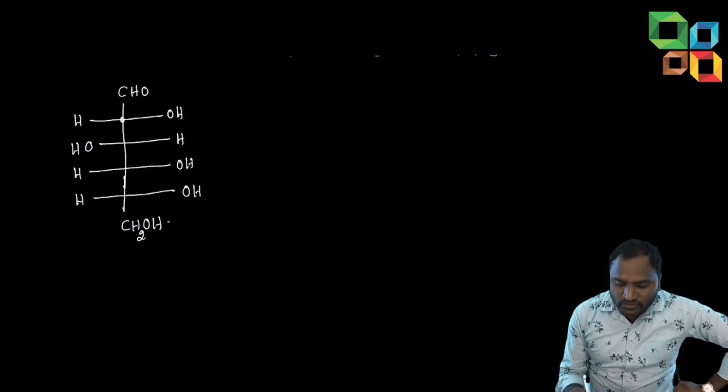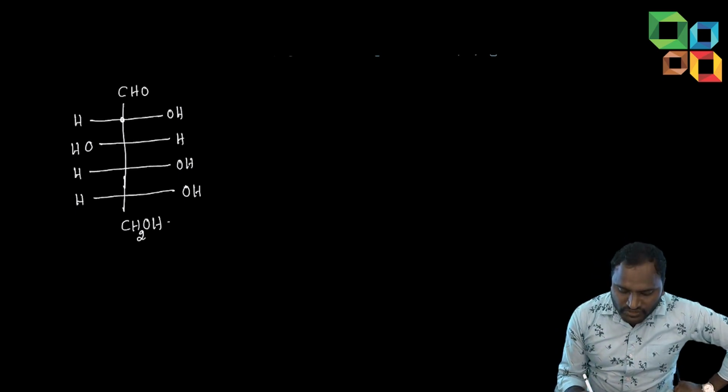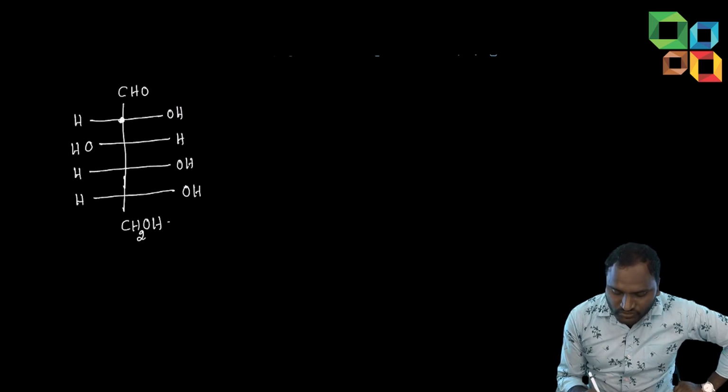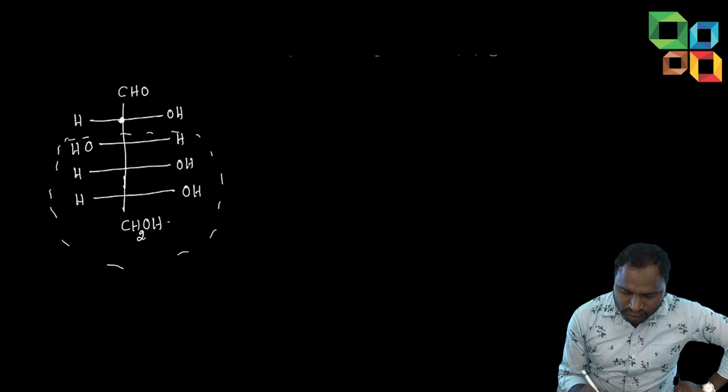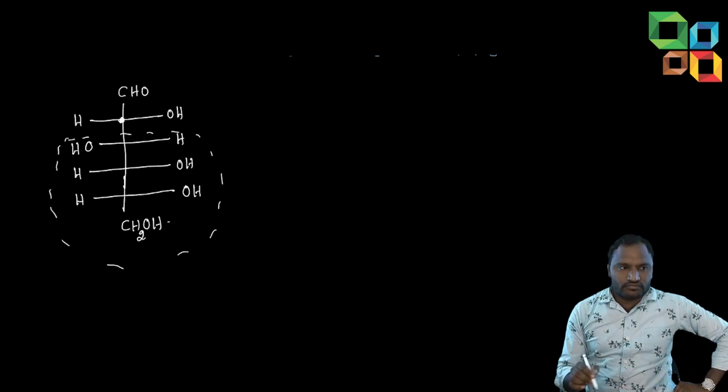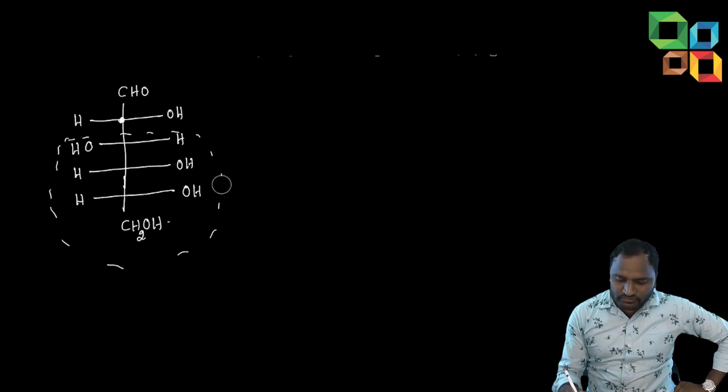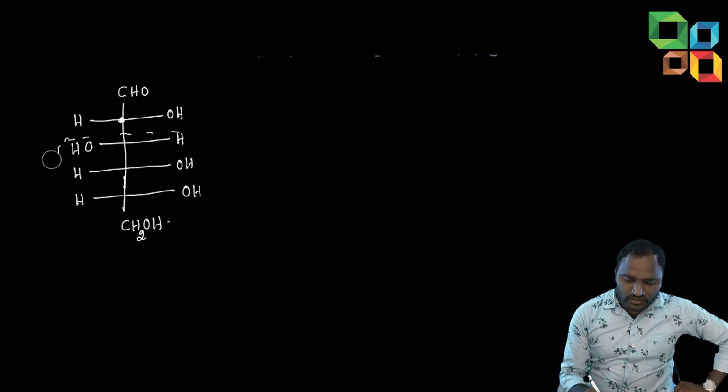I told you, no, one hint I will give. While considering this carbon, CHO is one group, H is one group, OH is one group. This entire thing is one group. This entire thing is one group. Like this for everything, do it. And find out how many chiral carbon atoms are there.